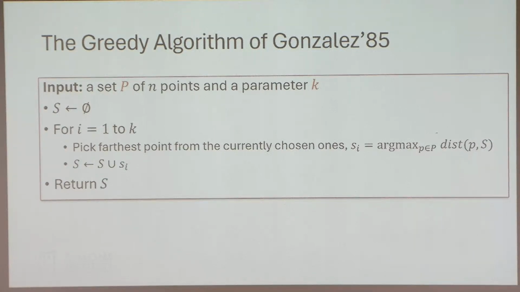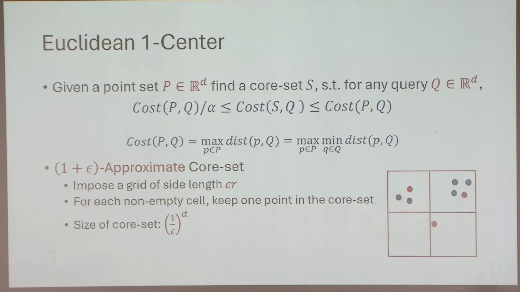So far, I only assumed that my points are from a generic metric space. If I know additionally that the points are from some d-dimensional Euclidean space, then we can do some other techniques as well.